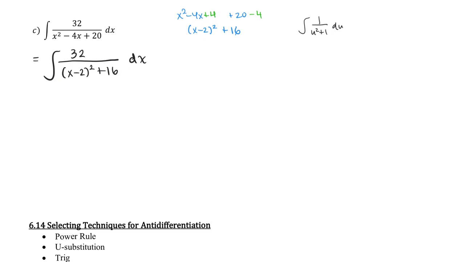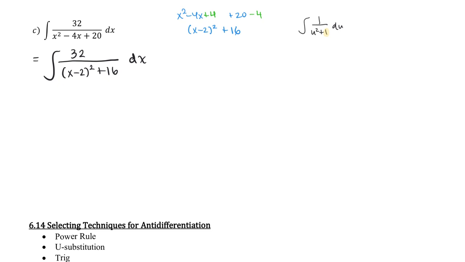Okay, now this looks closer to this, but there's supposed to be a 1 here for this to be arctangent, so I want to create a 1 there. How am I going to create a 1 there? Well, I want to just divide this by 16. If I divide this by 16, I need to divide everything by 16.